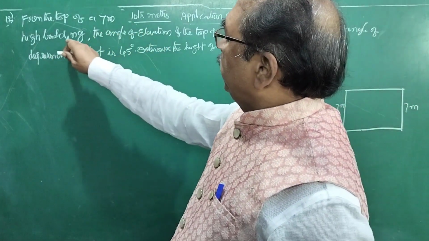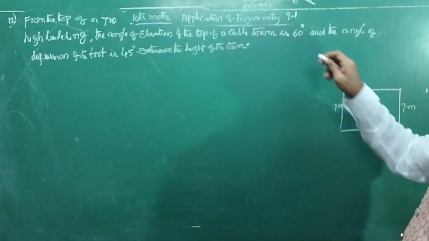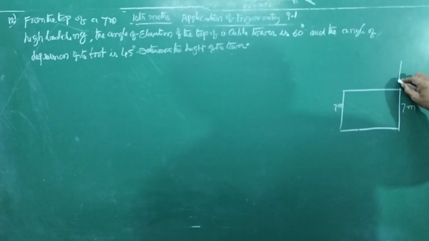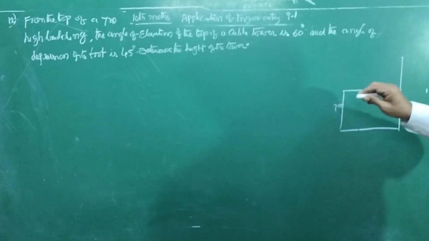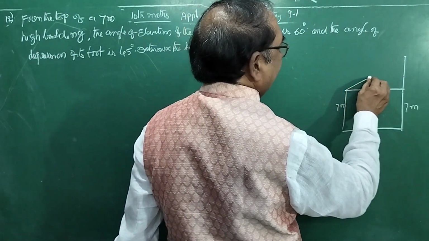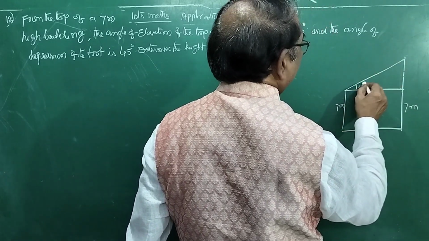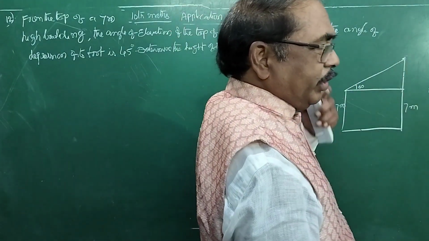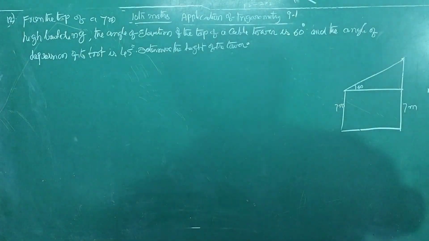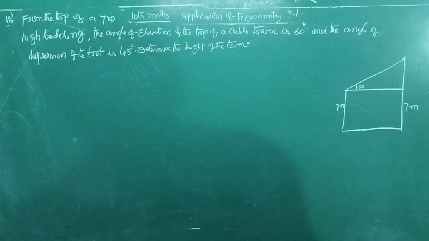From the top of the 7 meters high building, the angle of elevation of the top of the cable tower is here. One cable tower is there. The elevation of the cable tower is 60 degrees. He looked at the cable tower at 60 degrees. Are you able to understand?